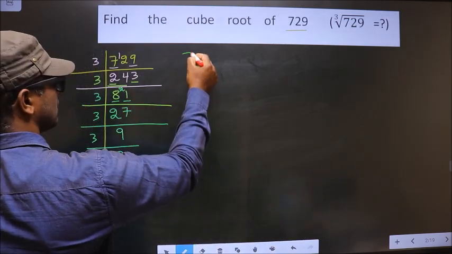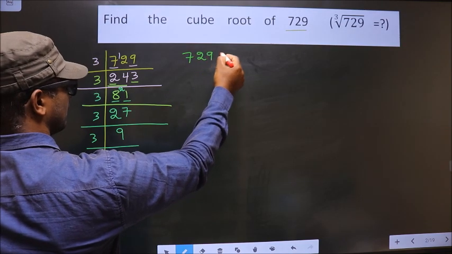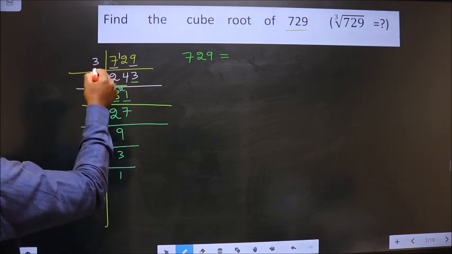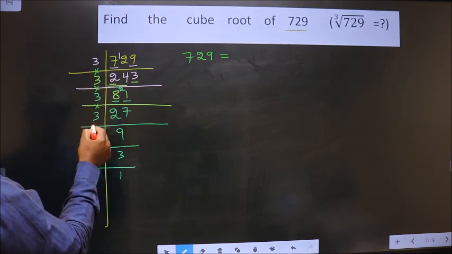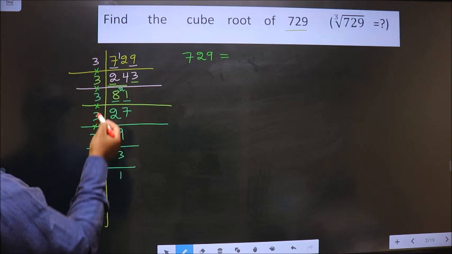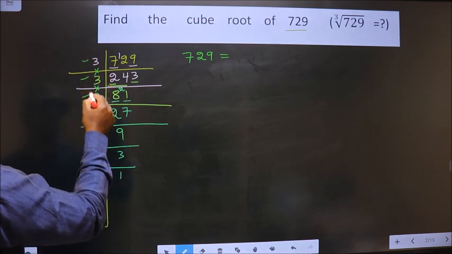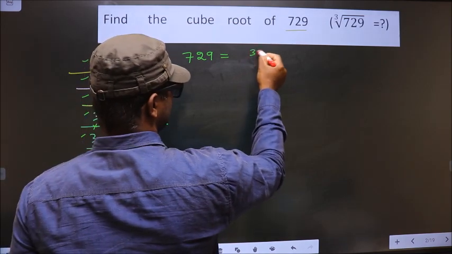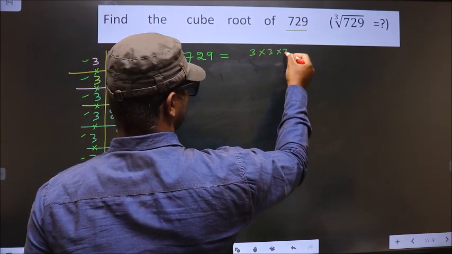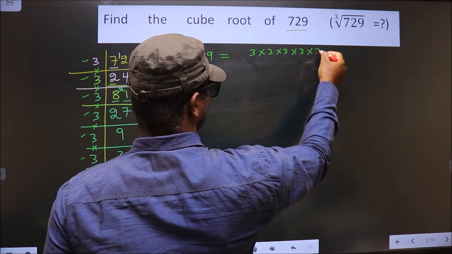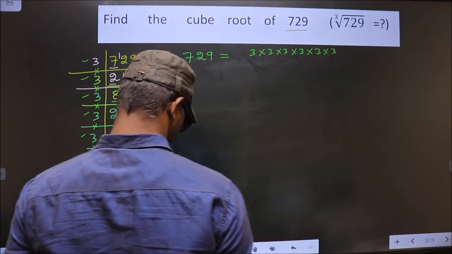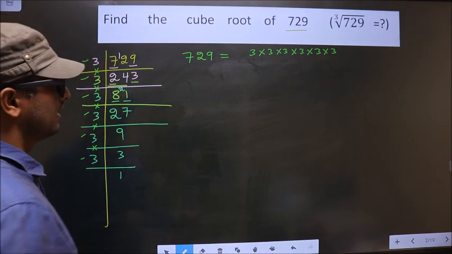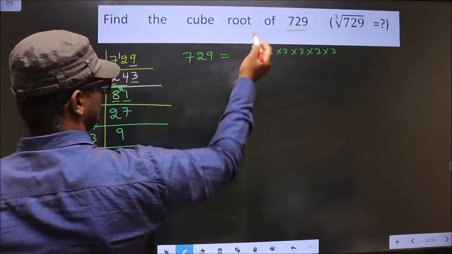So now 729 is equal to the product of these numbers. Okay. So how many times did we get 3? 1, 2, 3, 4, 5, 6. So that is 3 into 3 into 3 into 3 into 3 into 3. Okay. Next. Here we have to find the cube root.